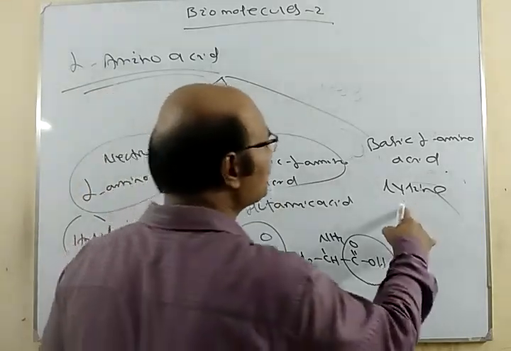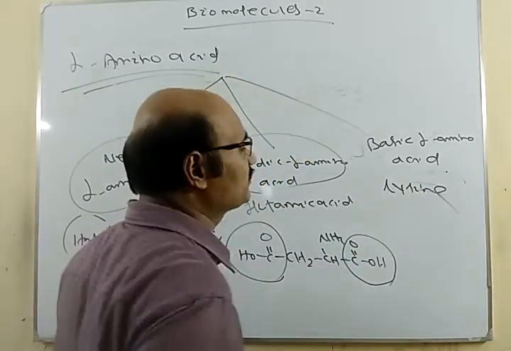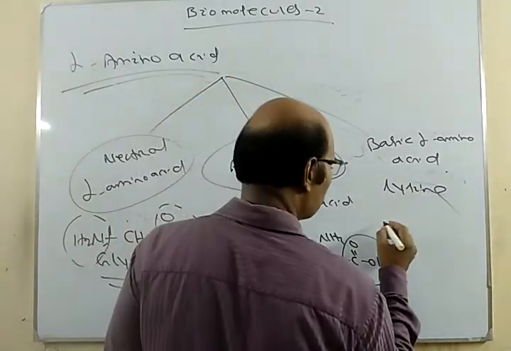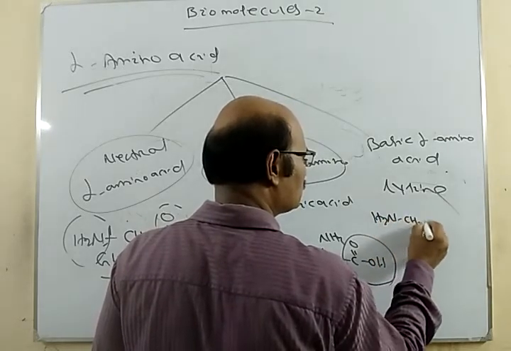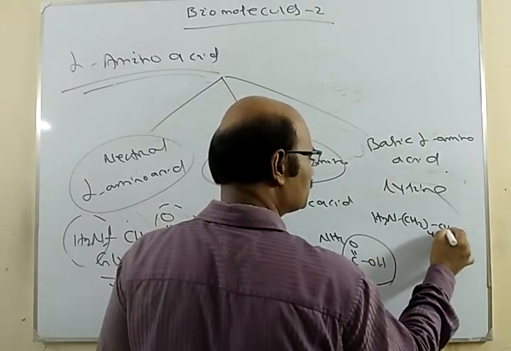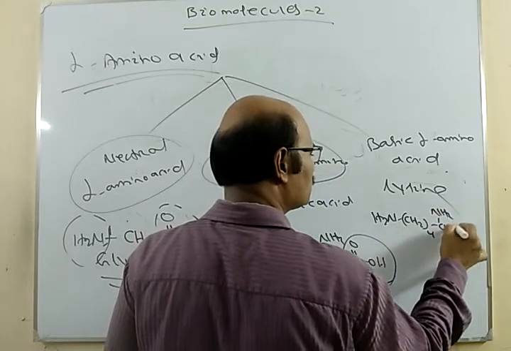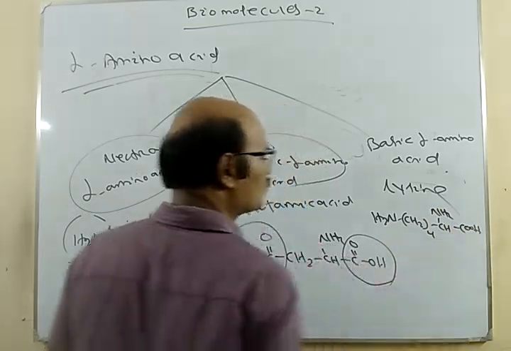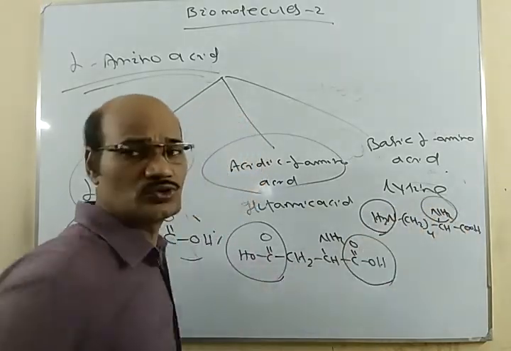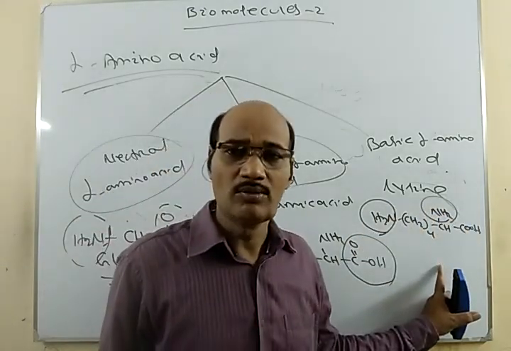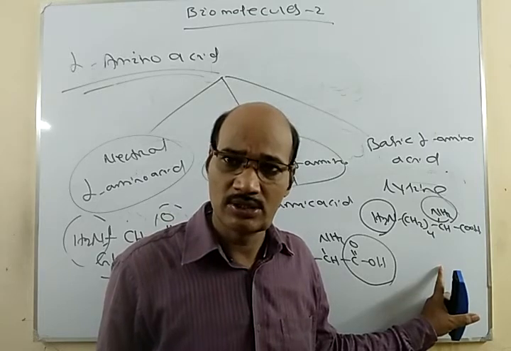And if you come to the basic alpha amino acids, like lysine, you can write H2N, CH2 whole 4, CH, NH2, COOH. So we have here one NH2 group, here one NH2 group. So two NH2 groups are there, called what? Basic alpha amino acids. Okay.